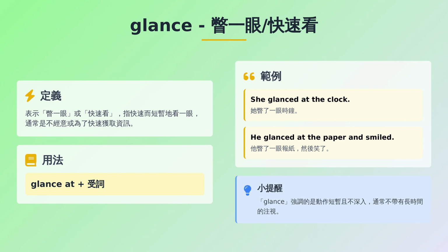Usage: glance at plus object. Examples: She glanced at the clock. He glanced at the paper and smiled. Tip: glance emphasizes a brief, in-depth action, usually without prolonged attention.